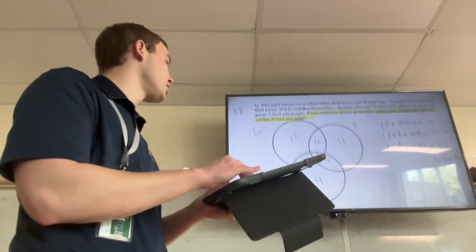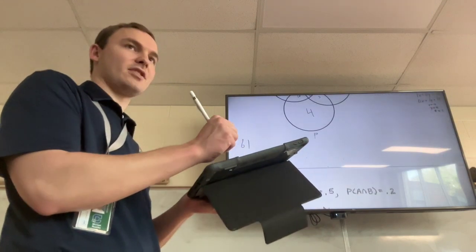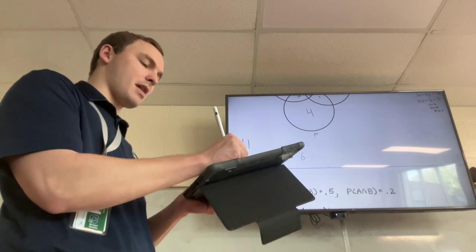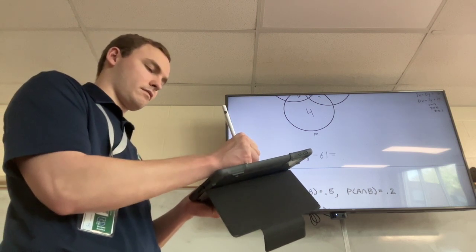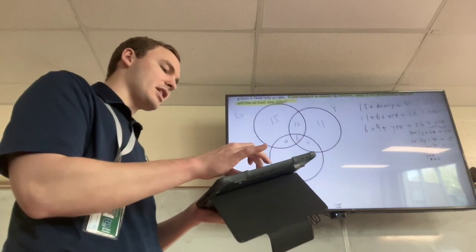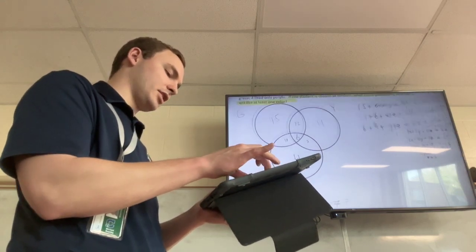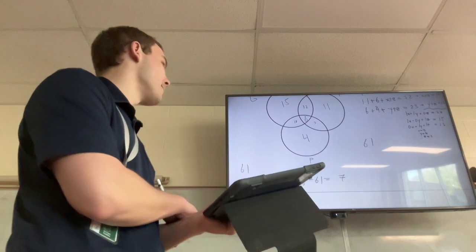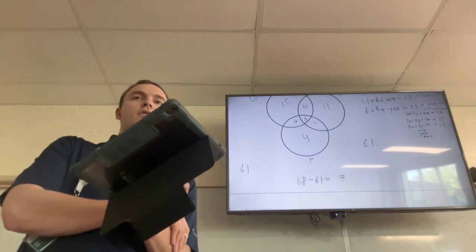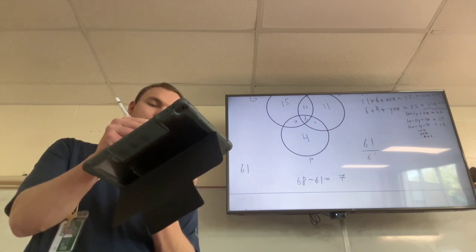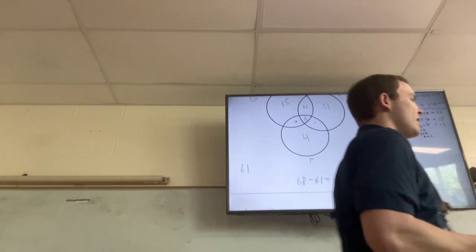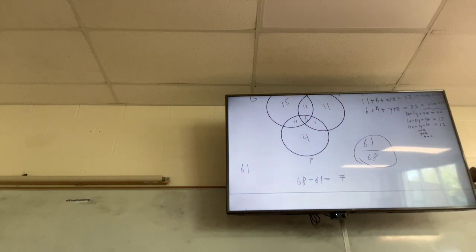So how many students like nothing? Just hate colors? 68 minus 61, which is 7. Okay. So what's the probability that a student I pick will like at least one color? 61 of the kids like at least one of them. 61 out of 68. Okay, so the number who like at least one color divided by the total number, right? 7 students, they hate colors.